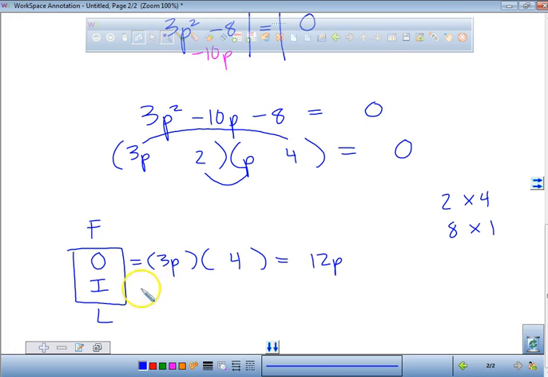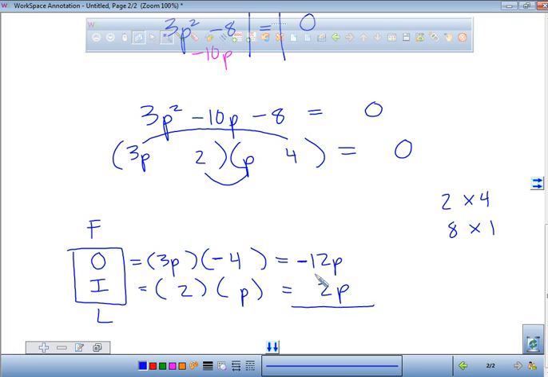What are the inner products? A 2 and a what? P. Which gives me a what? 2p. Now, what has to be negative in order to meet a negative 10p when you add these together? The 4 needs to be negative in order to make this a negative 12p.